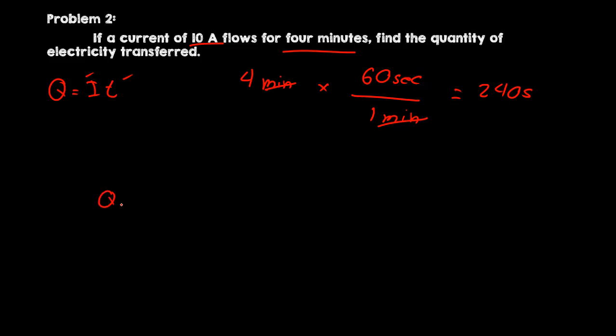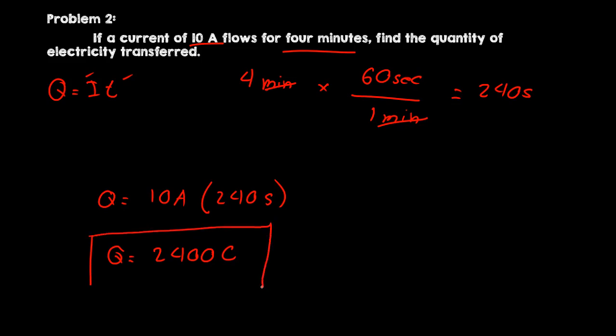Hence, Q is equal to 10 amperes times 240 seconds. And the answer is Q is equal to 2,400, and the unit is coulombs. This is the answer.